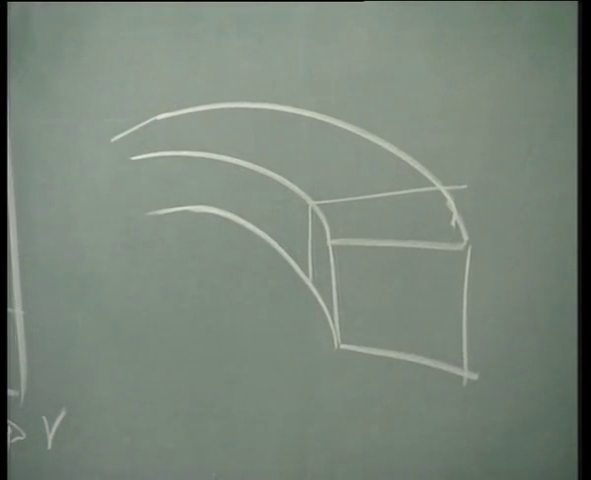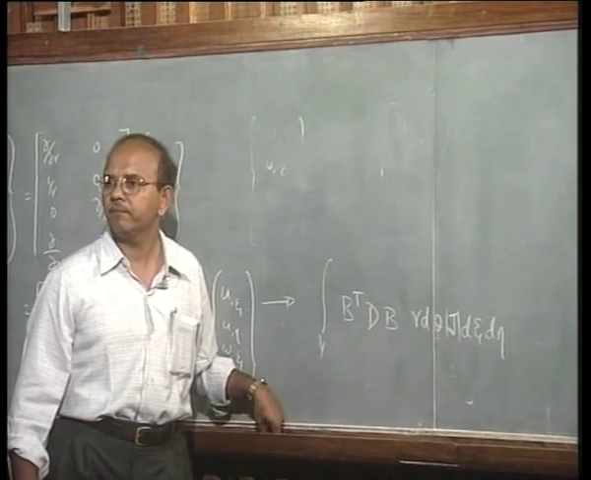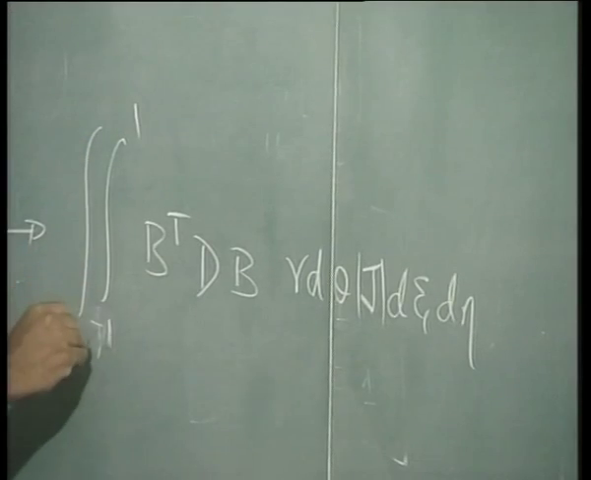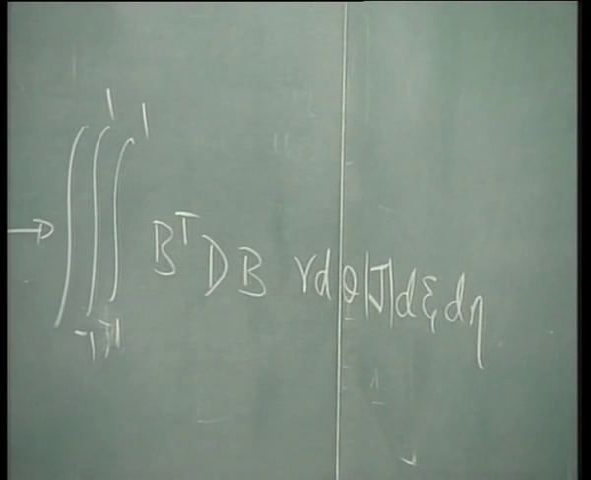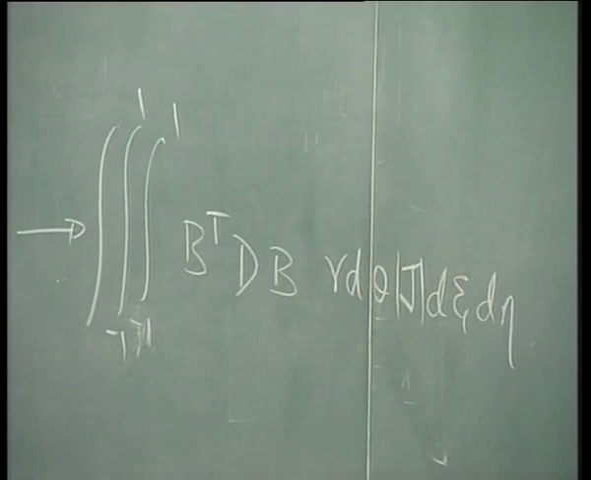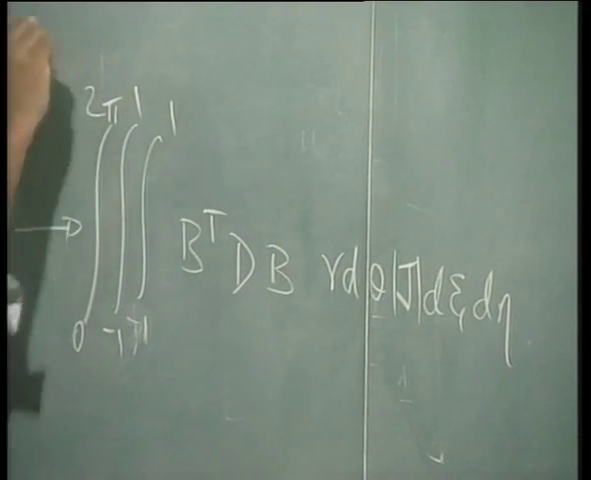So what will happen to my integral sign here? That will be minus 1 to plus 1, another one minus 1 to plus 1, another one from 0 to 2 pi, fantastic. Do you understand? 0 to 2 pi.